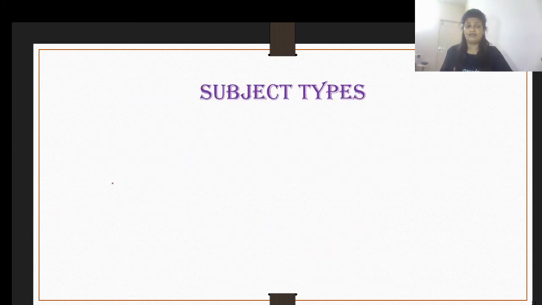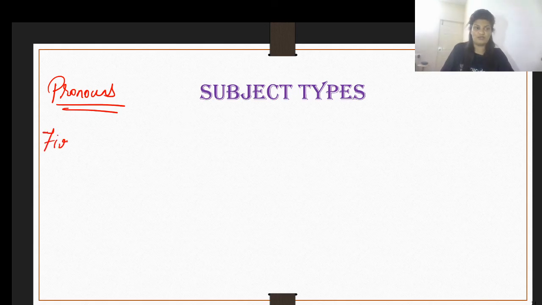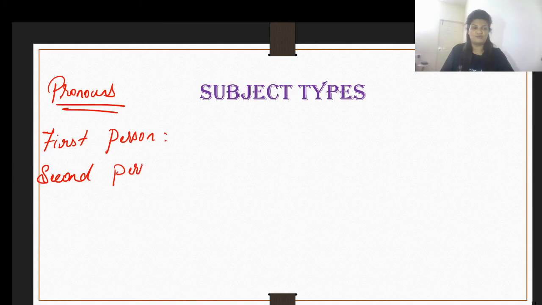Before I go ahead talking about the usages of past perfect, let us quickly discuss the subject types that we have and will be discussing in this video. Let us first discuss the pronouns. We have 3 different types of subject pronouns, where the first one is first person, then we have second person, and then we have the third person.